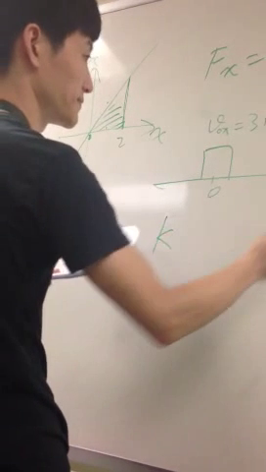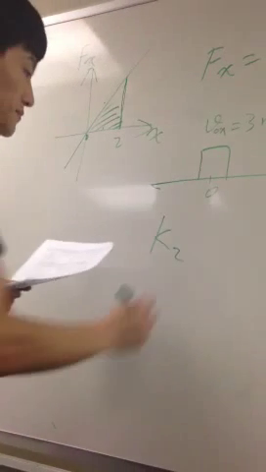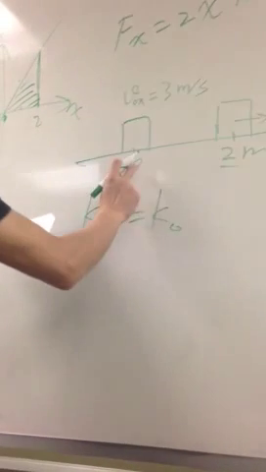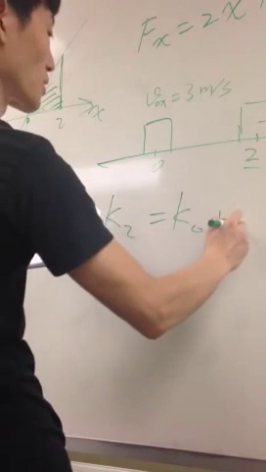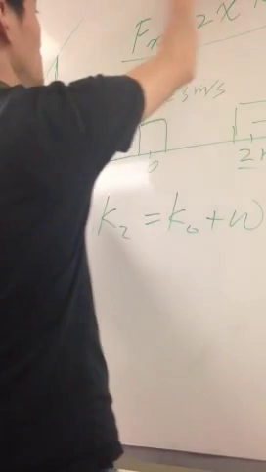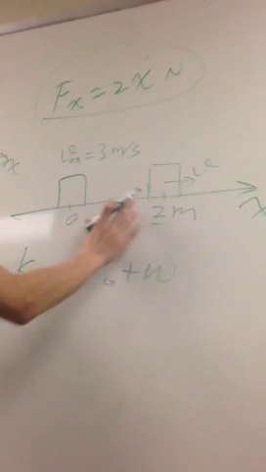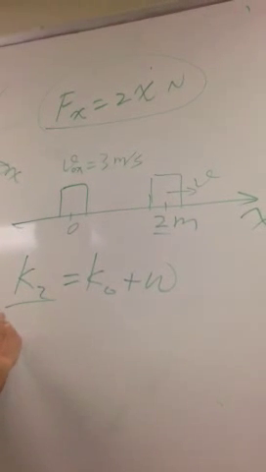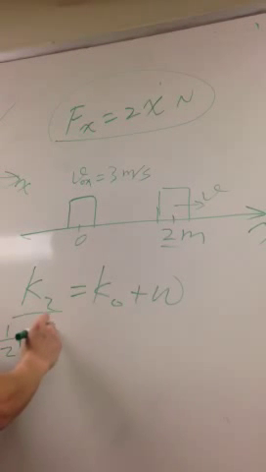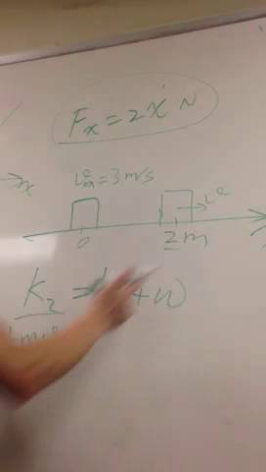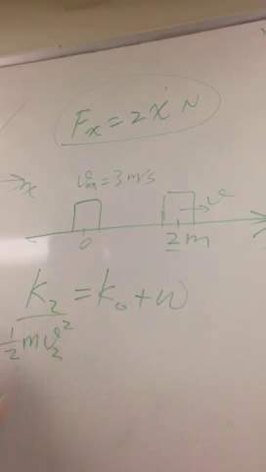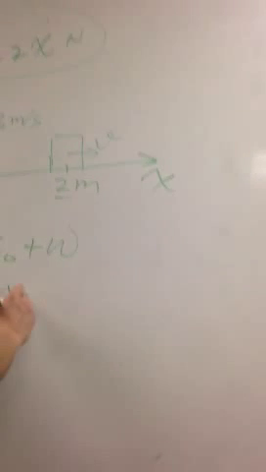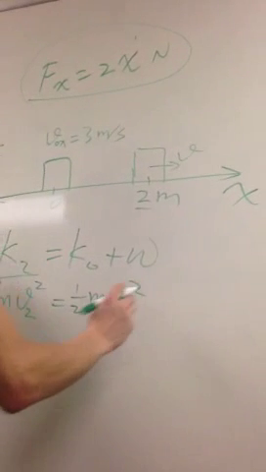The kinetic energy at 2 meters should be equal to the initial one plus the work done by this force during this 2 meters, right? This one will be 1/2 m velocity at the end squared. This one is 1/2 m velocity at the beginning squared.